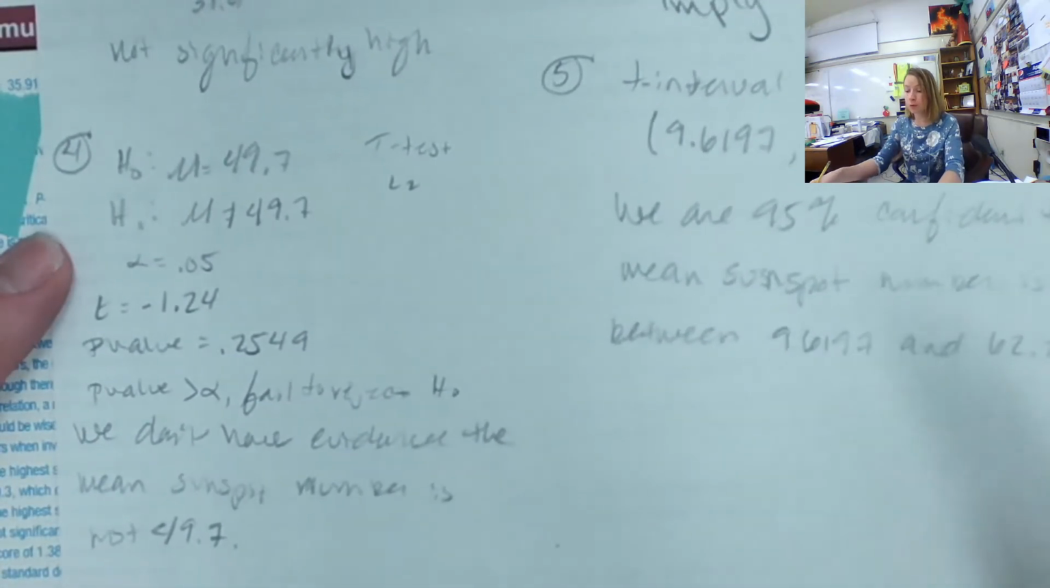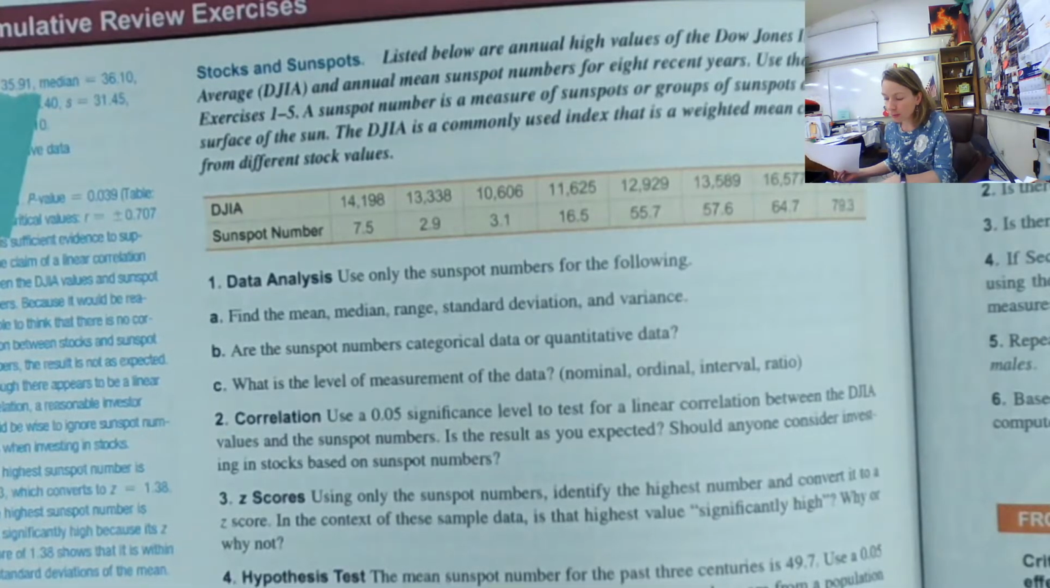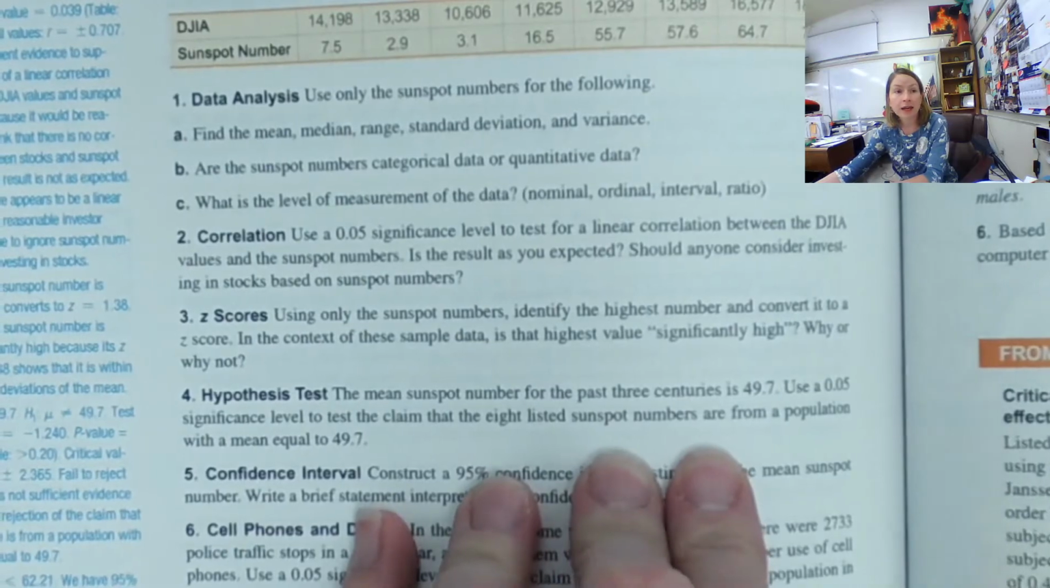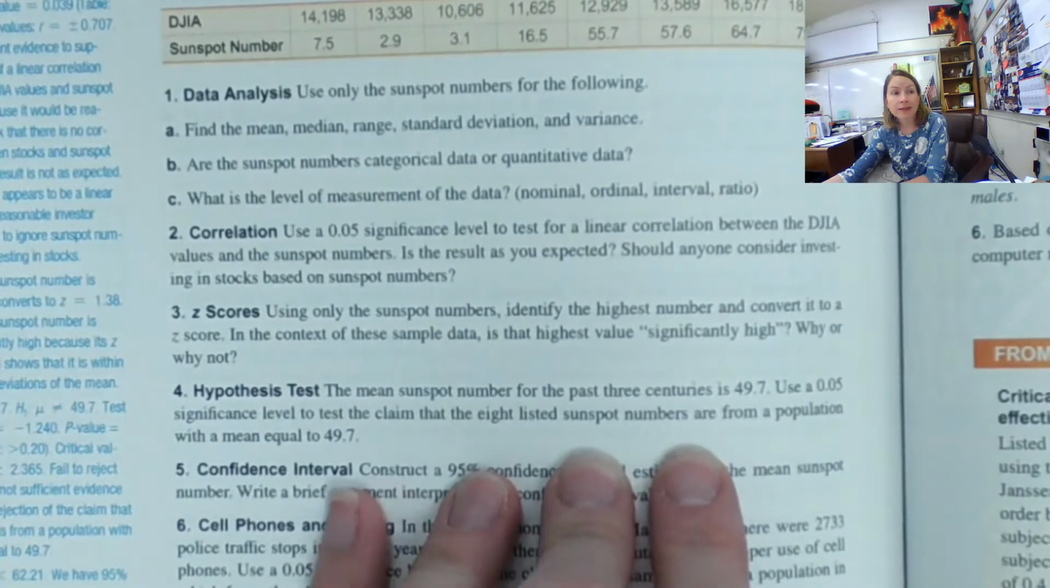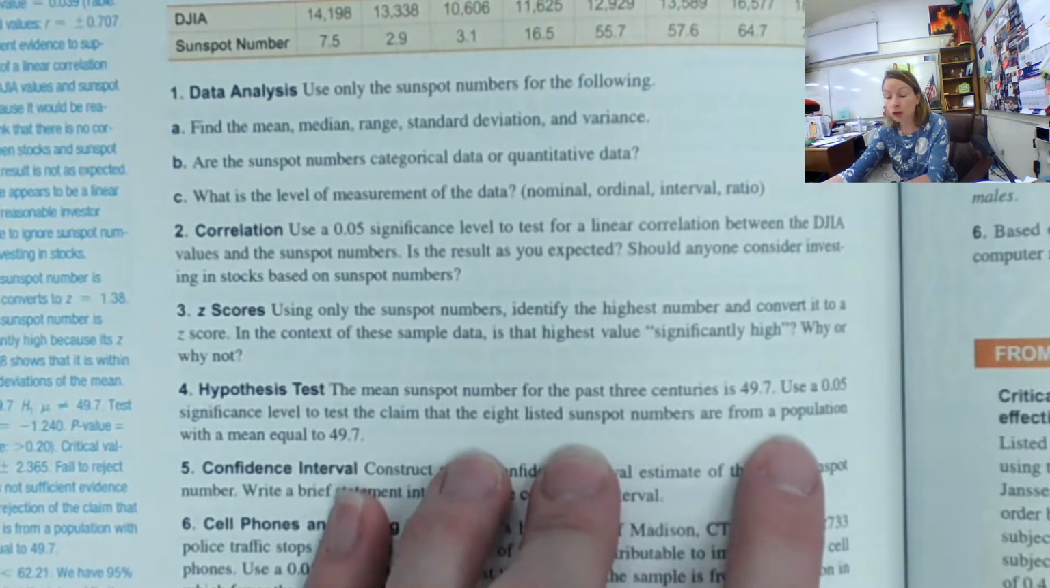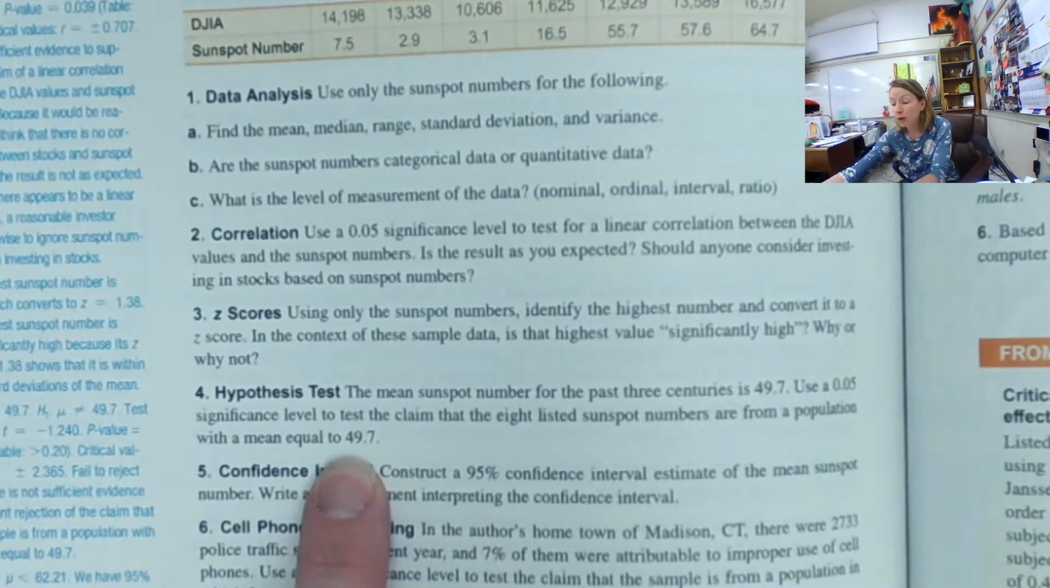All right, number 4. The mean sunspot number for the past 3 centuries is 49.7. Use a 0.05 significance level to test the claim that the 8 listed sunspot numbers are from a population with a mean equal to 49.7.